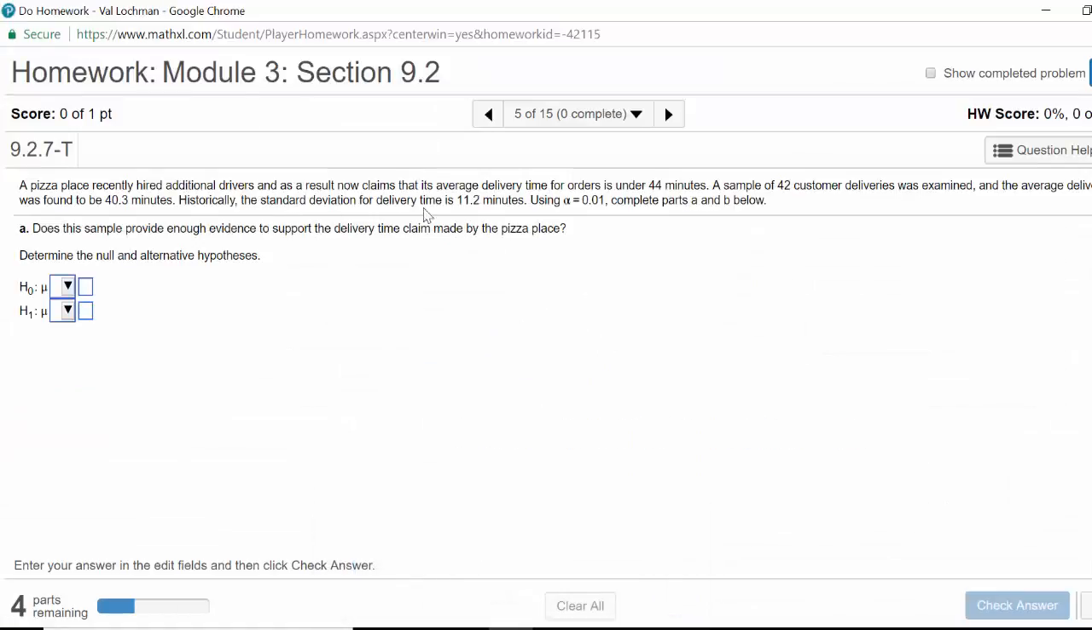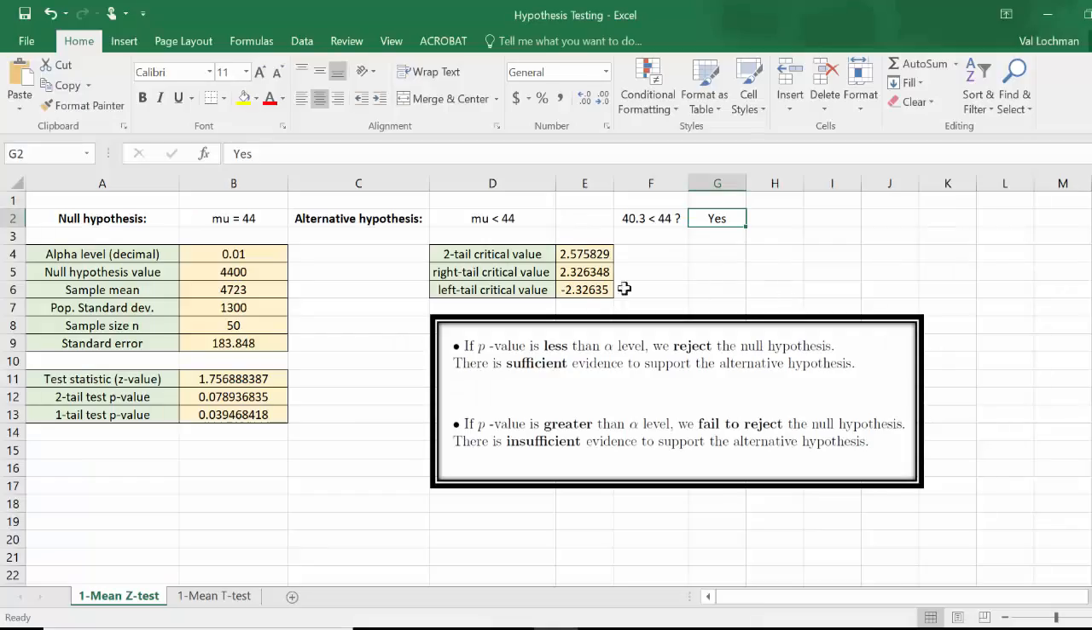We have the population standard deviation, and we have the sample size, 42, which is big. We can use central limit theorem to solve this problem. Let's go ahead and plug in all the numbers in here. Well, let's see. 0.01 is already in place. For the null hypothesis, I have 44. The sample mean is 40.3. Population standard deviation was 11.2, and the sample size was 42.